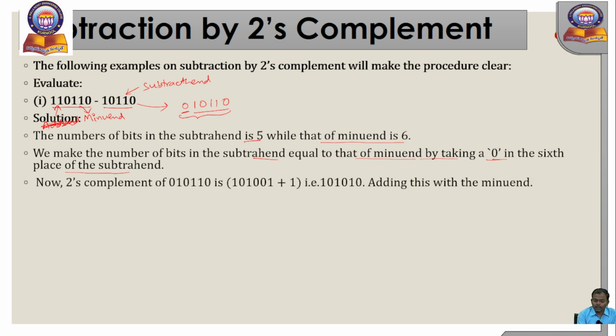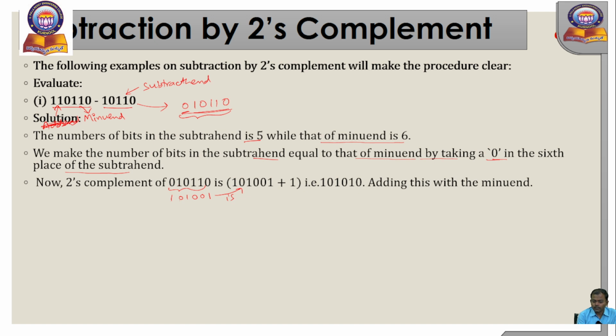Now I can find out the 2's complement of this subtrahend. For that, first I need to get the 1's complement. The 1's complement of this is 101001. So that is, 0 I can replace with 1, and 1 I can replace with 0. So this is the 1's complement.